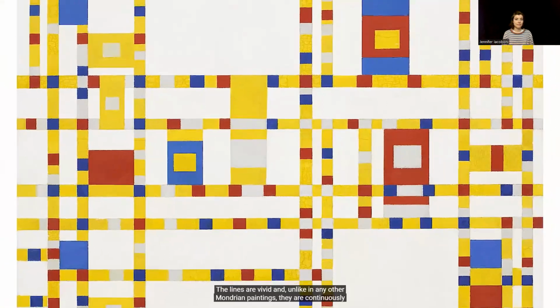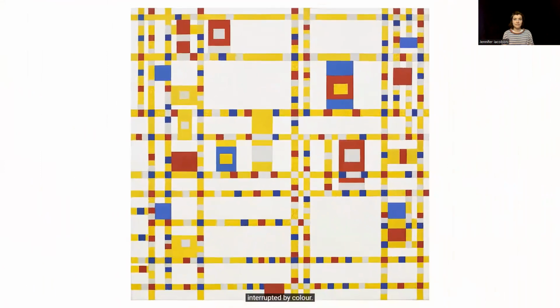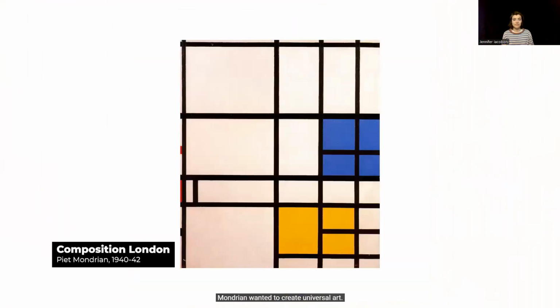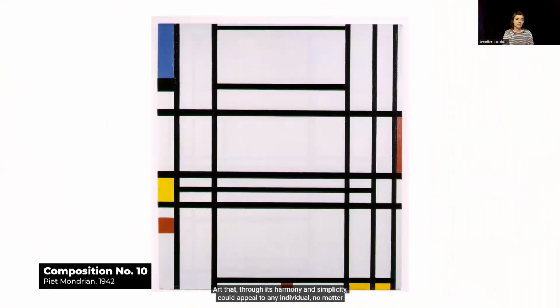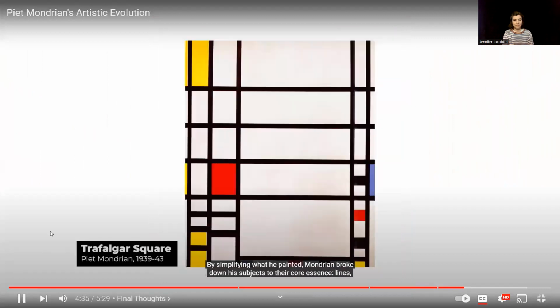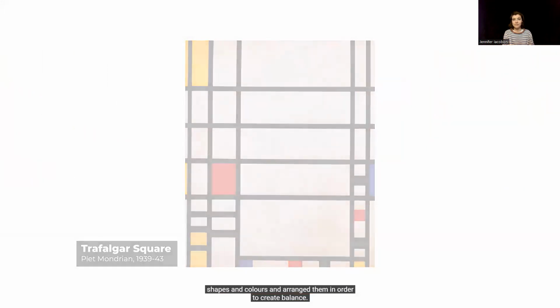The lines are vivid, and unlike any other Mondrian paintings, they are continuously interrupted by color. The lines are not continuous anymore. They are extremely busy, almost as if they had a certain rhythm to them. Mondrian wanted to create universal art that, through its harmony and simplicity, could appeal to any individual, no matter their background. By simplifying what he painted, Mondrian broke down his subjects to their core essence, lines, shapes, and colors, and arranged them in order to create balance.